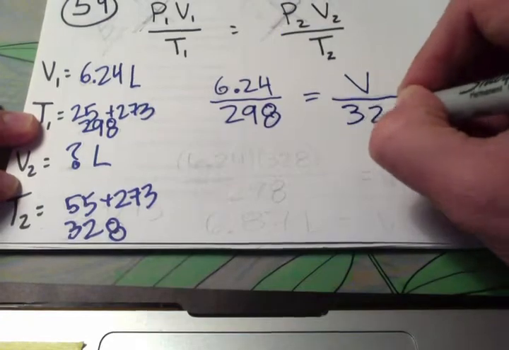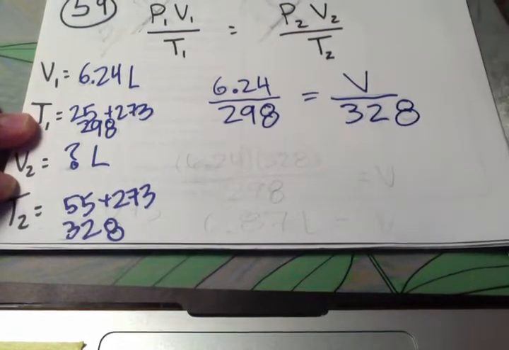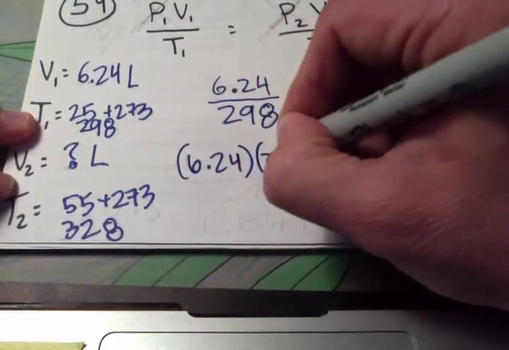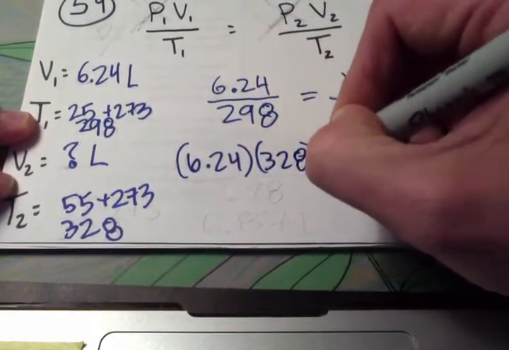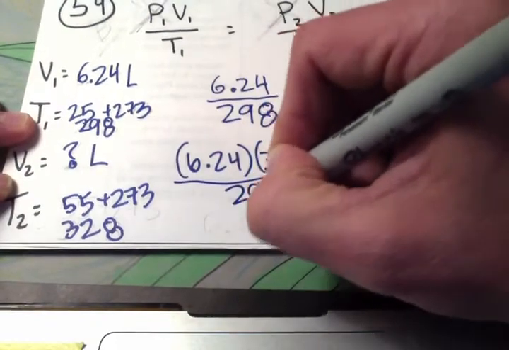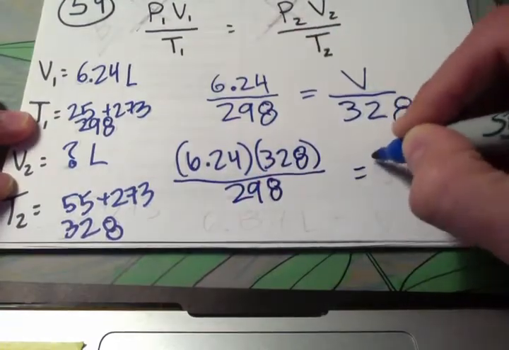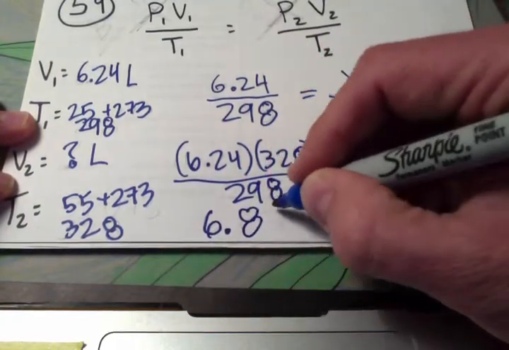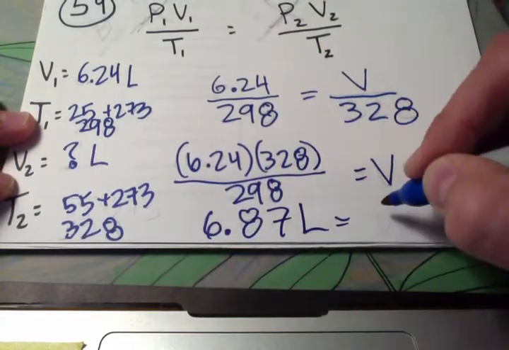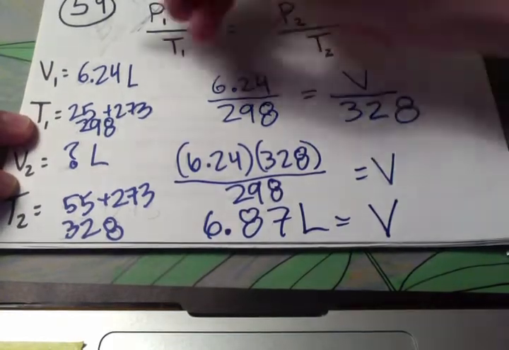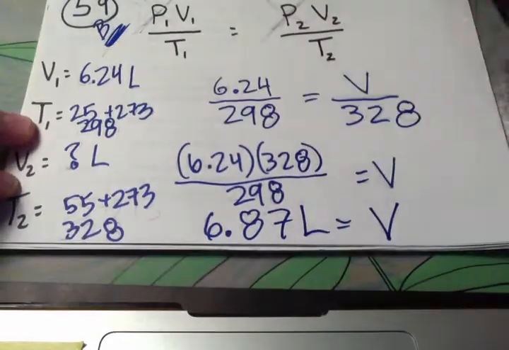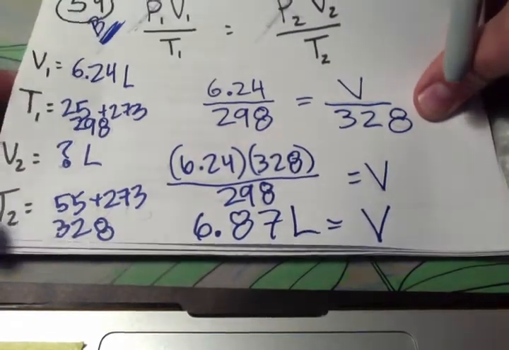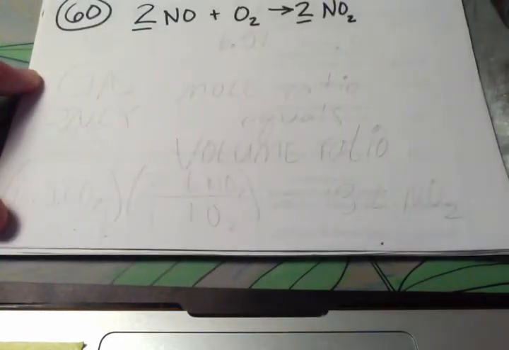Now be predicting: popcorn, hot stuff, getting bigger. So 6.24 should in fact get bigger if the temperature goes up. Your temperature is really not doubling, which is why we have to use Kelvin on this, because that proportion is only true number-wise using absolute temperatures, using kelvins. Okay, so it did get bigger.